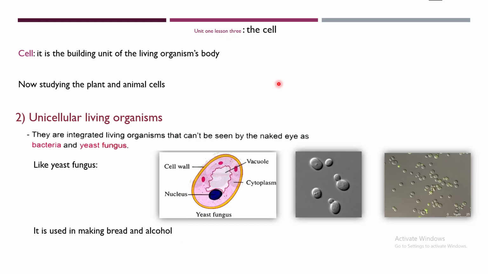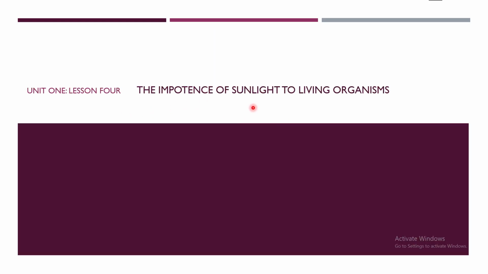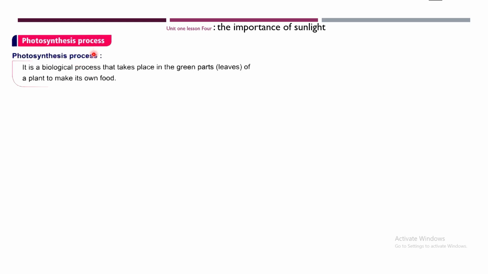So this is the end of the cell lesson, and now transferring to the importance of the sunlight to living organisms. Starting with the definition of the photosynthesis process. Well, it is the biological operation that takes place in the green parts. The green parts in the plant are the only parts that perform photosynthesis to make the food inside the plant.